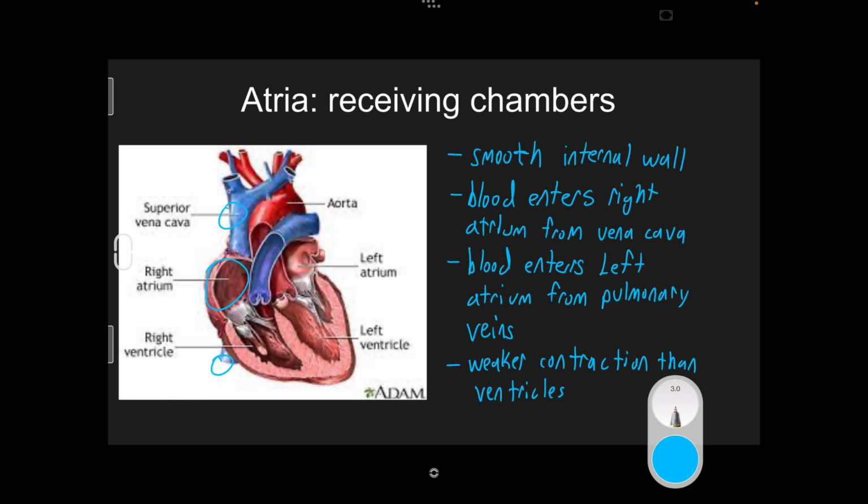And both atria have weaker contraction than the ventricles because blood, once it enters the atria, just through gravity, it'll just fall down into the ventricles without much force being needed to propel it forward.